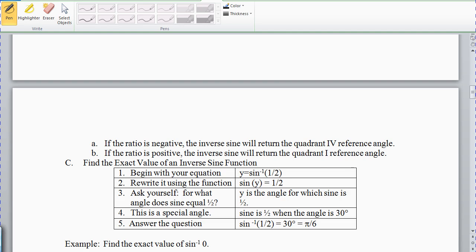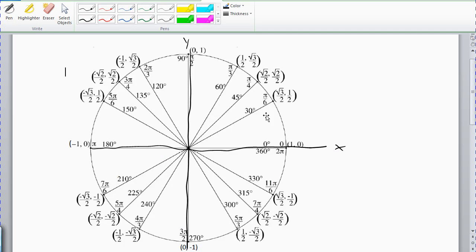And when does sine equal 1/2? When you have a 30-degree angle, because sine is the y value, or pi 6, or 5 pi 6, or 150 degrees. Where else does it equal positive 1/2? Because that's a negative 1/2, and that's a negative 1/2. So it could either be pi 6 or 5 pi 6.